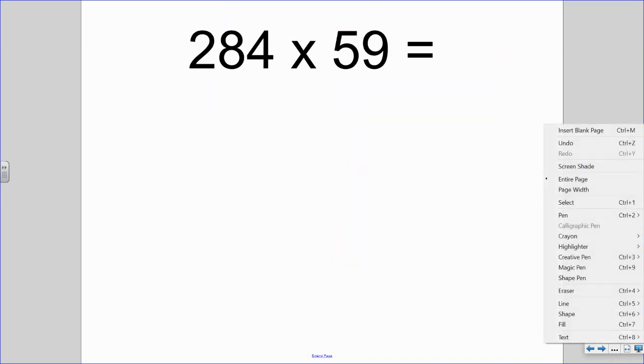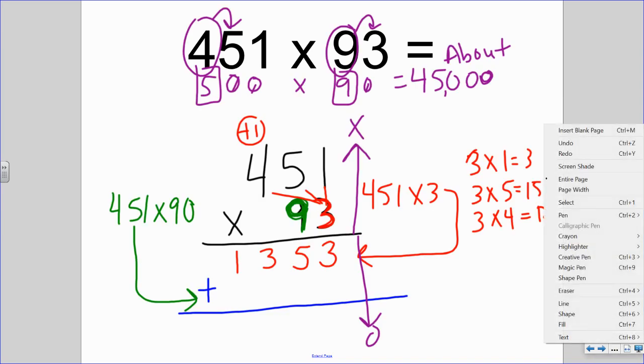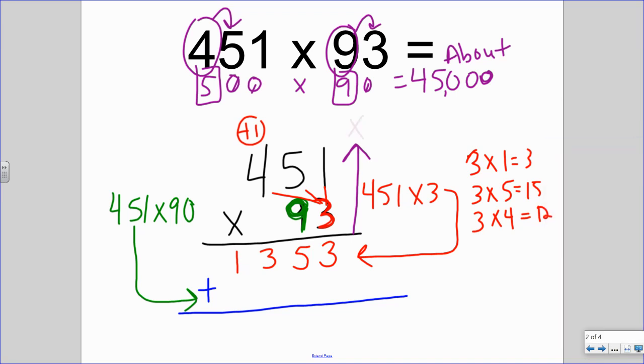Whoops. Oh my, Mrs. Phillips. I don't know what you just did. That's pretty terrible. We're going to get rid of our X's and O's here so that I can show you without having such a mess.